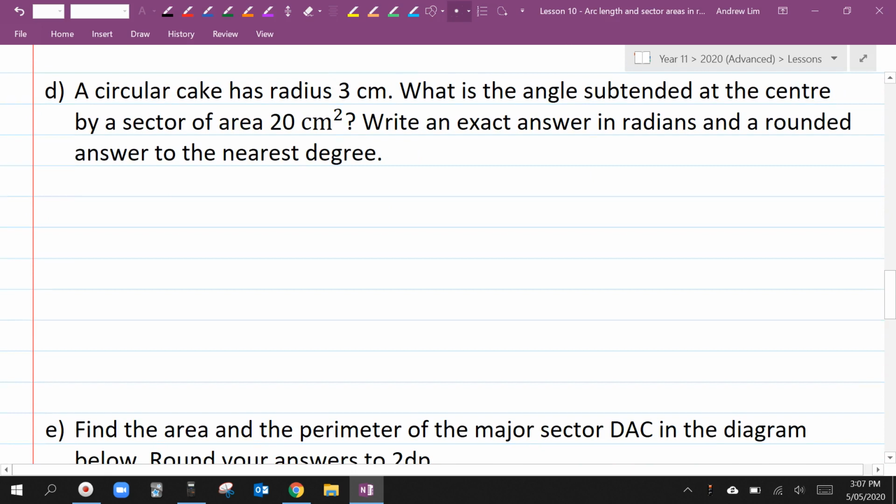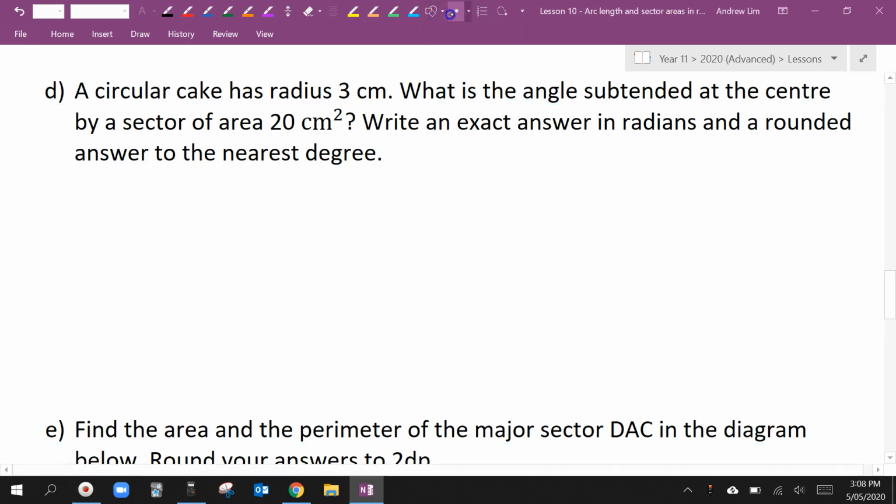Okay, question D. A circular cake has radius 3 centimeters. What is the angle subtended at the center by a sector of area 20 square centimeters? Write an exact answer in radians and a rounded answer to the nearest degree.